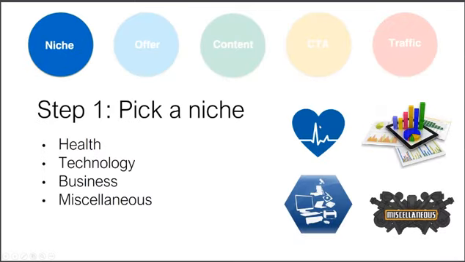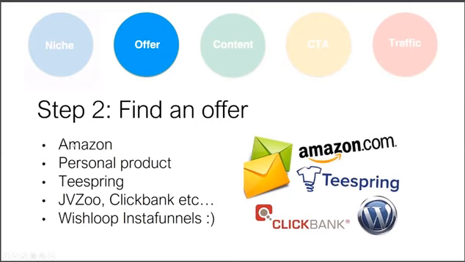So step number 1, pick a niche. We've picked health. Step number 2, we're going to find a product. This could be Amazon, personal product, Teespring, JVZoo, ClickBank, or even Wishloop Instafunnels, which I'm going to teach you all about here in a little bit.